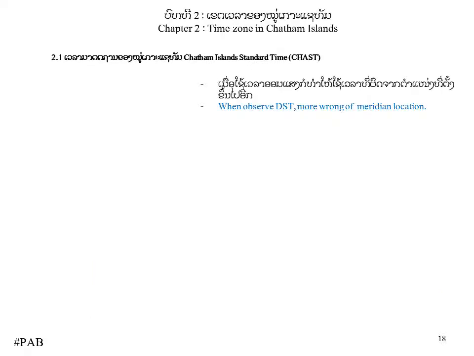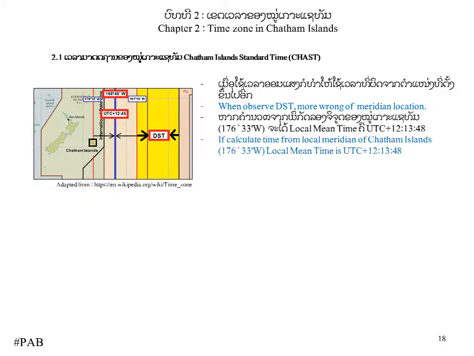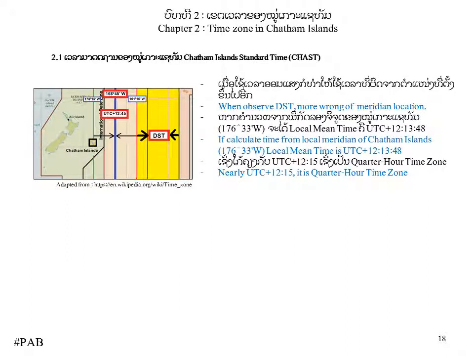When daylight saving time is observed, the time is even further from the meridian location. If we calculate time from the local meridian of Chatham Island, local mean time is UTC plus 12 hours 13 minutes 48 seconds, nearly UTC plus 12 hours 15 minutes.